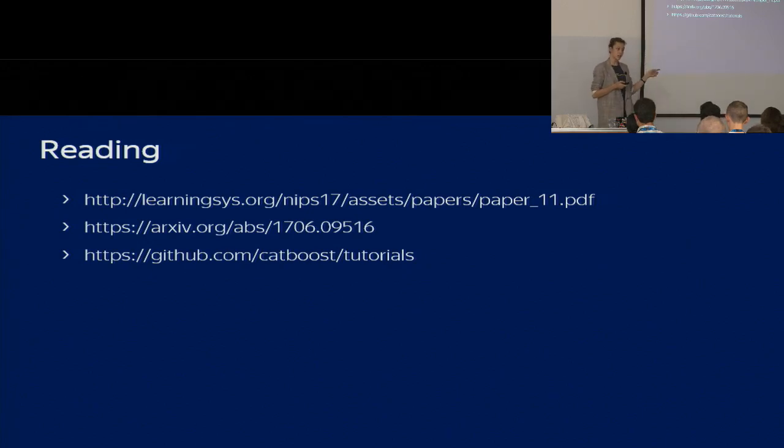The next one is more theoretical, and it explains why this scheme of ordered boosting works, why there is no bias, and why it works well. And the last one is the link to our GitHub. On GitHub you can find the documentation and the code and many issues. And if you see an issue that is marked as help wanted and good first issue, you can go and do something for us. And I encourage you to do that.